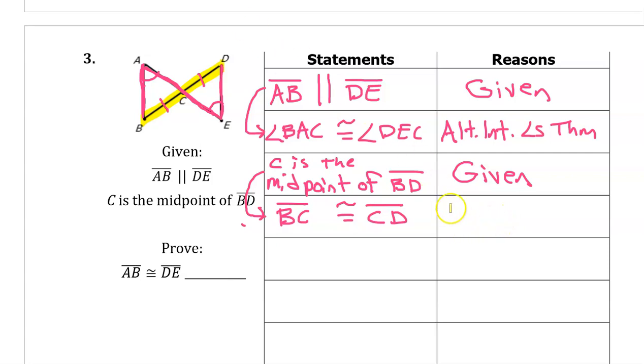When you're looking for a reason that goes here, often there will be a clue in the previous statement. So if you look diagonally at the previous statement, look for the key word. Notice that the key word is midpoint. That is a good clue that the reason will be definition of midpoint.